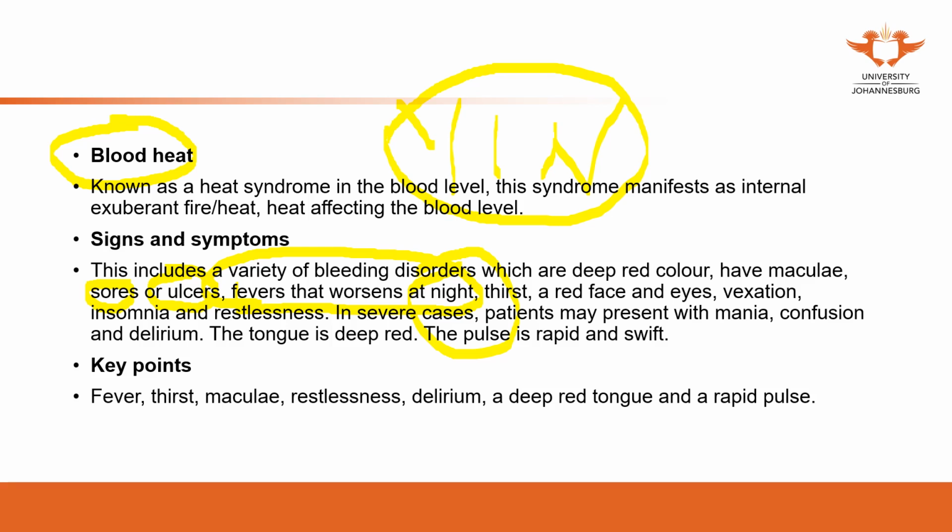The patient may present with thirst, red face and eyes. These are the heat syndrome. The tongue is deep red. So the key points are the fever, thirst, and the deep red tongue. The patient may present with delirium. These are the key manifestations.